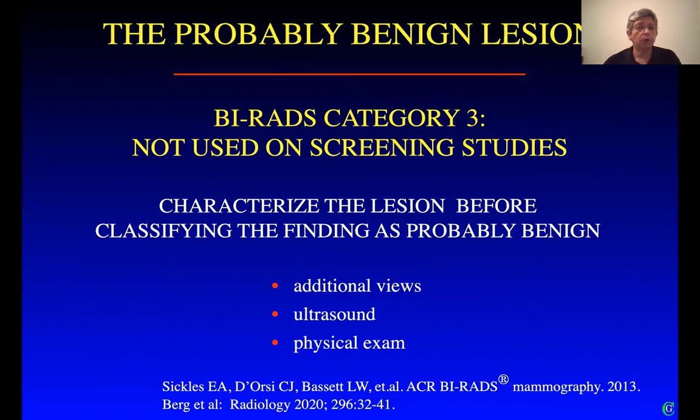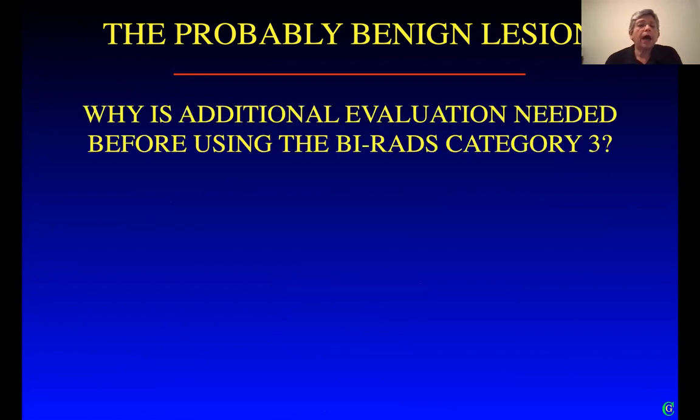It might involve tomosynthesis if that was not initially done. It may require an ultrasound study of the lesion. And usually if we do ultrasound, we're also doing a physical examination at the time of the ultrasound. Now you might say, well, why do the additional evaluation? Why is it needed before you can use the BI-RADS category 3? Why not just take the lesion that you see in a screening mammogram and assign it into that category?